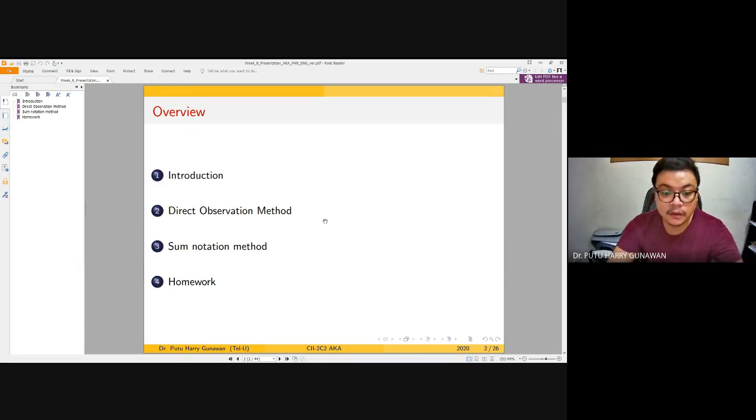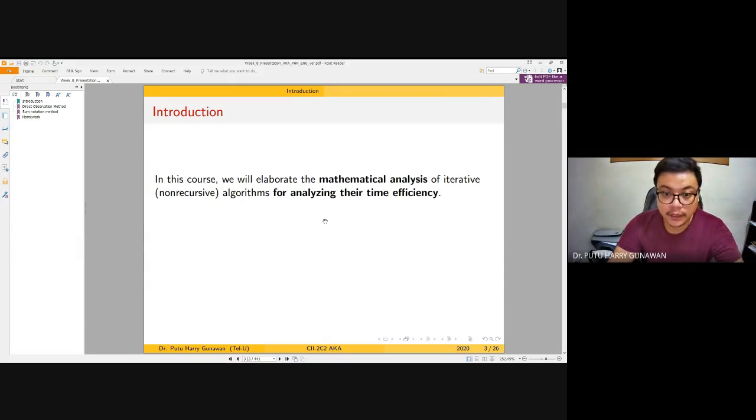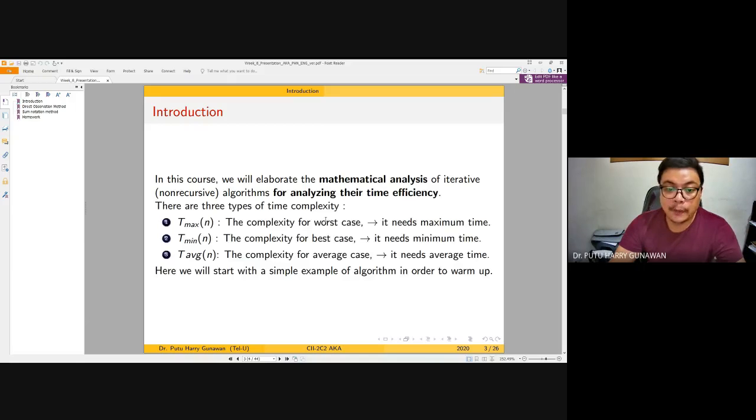In this course, we will elaborate the mathematical analysis of iterative or non-recursive algorithms for analyzing their time efficiency. Here there are three types of time complexities.